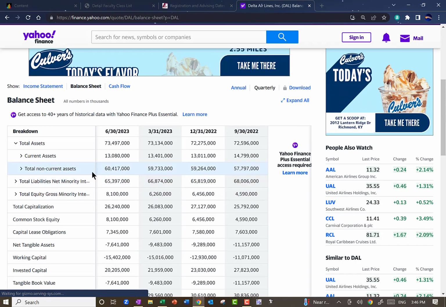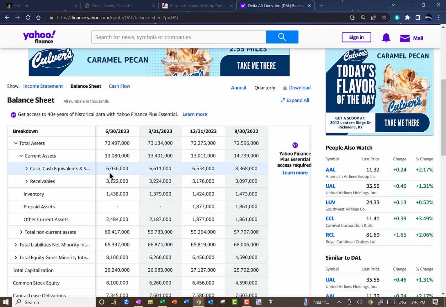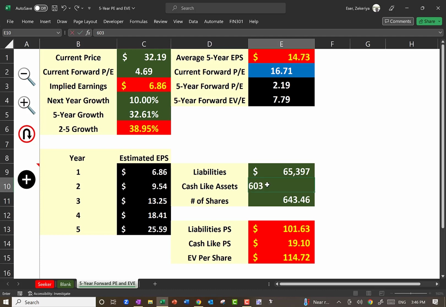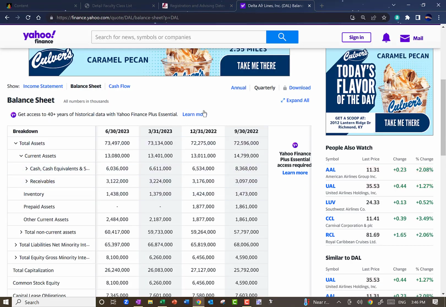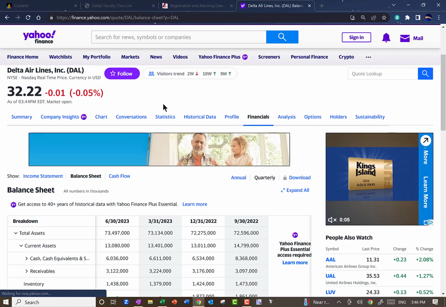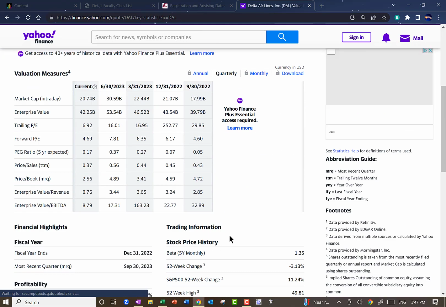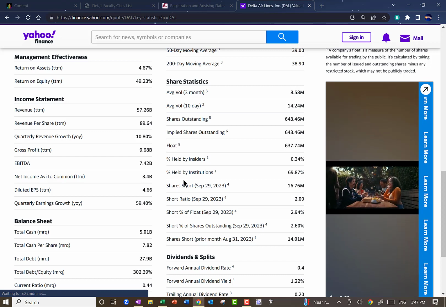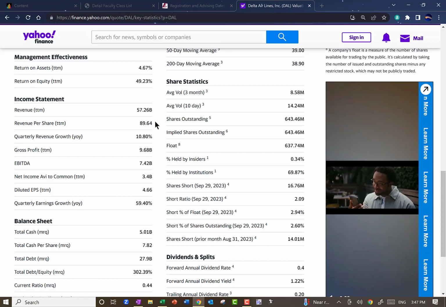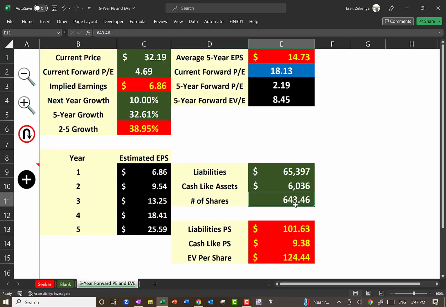Cash-like assets. Where are you? 6,306. And number of shares, I think we can find it on the statistics. Shares outstanding, 643.46. Okay. Given this, the company has an enterprise value of $124 per share.